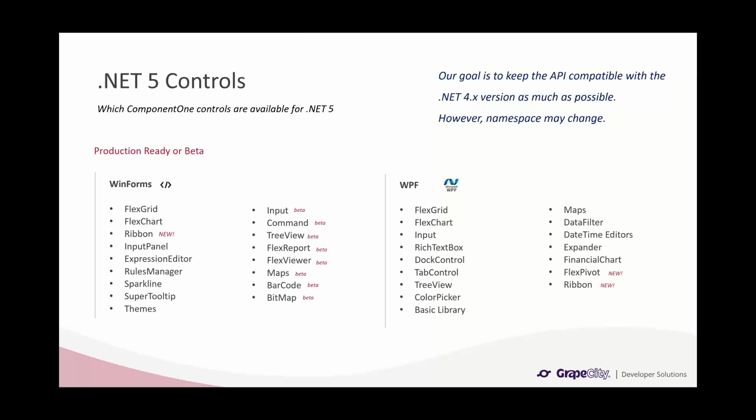So here's a full list of our WinForms and WPF libraries available today as a .NET 5 version. These controls are mostly production ready. Some of the WinForms ones are considered beta, and this is because part of the library is not fully supported. So for example, the command library is partially supported. We also have a few new controls.